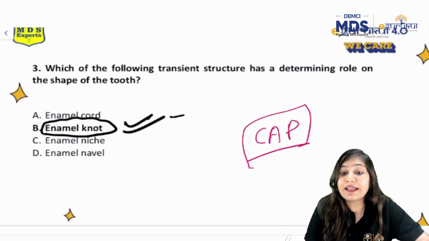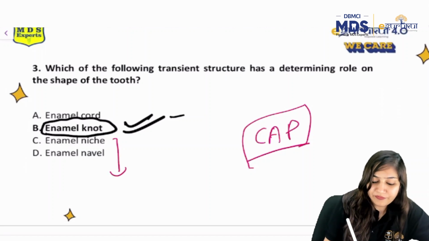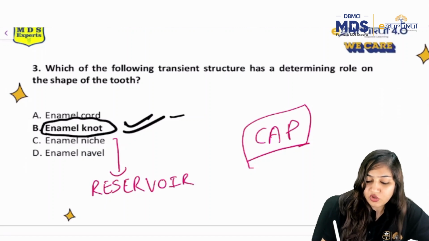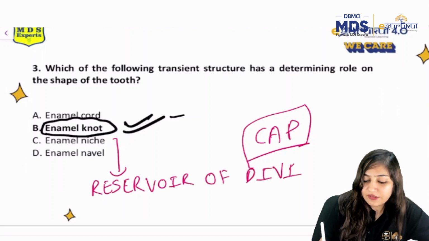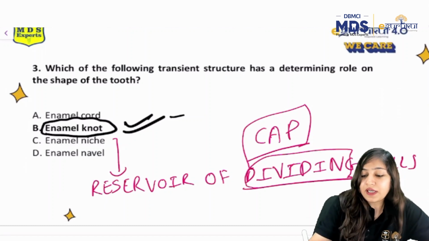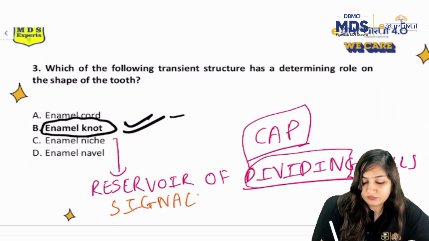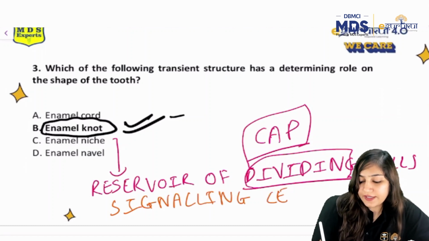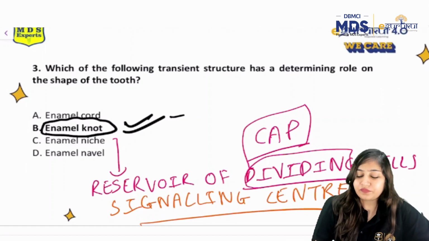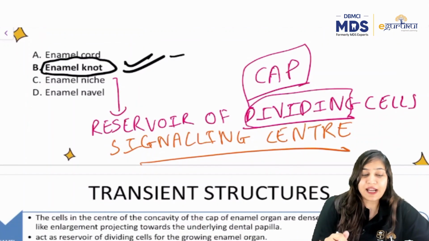It acts as a signaling center, a reservoir of dividing cells. So enamel knot is what? Reservoir of dividing cells. It is mainly a signaling center. Why is it a signaling center? Because it contains many growth factors responsible for the shape of the tooth. So our answer is enamel knot.